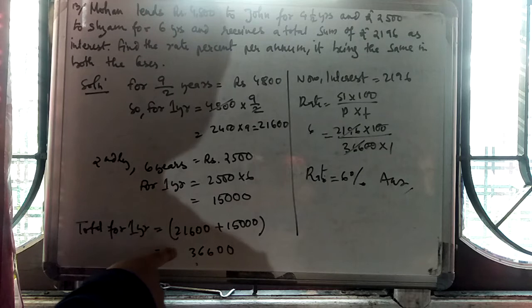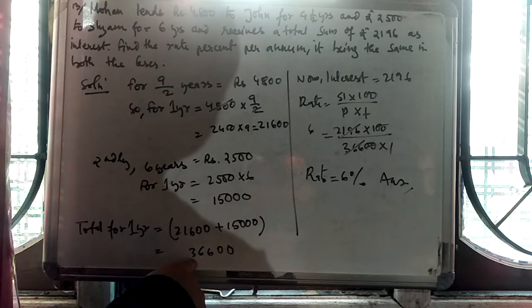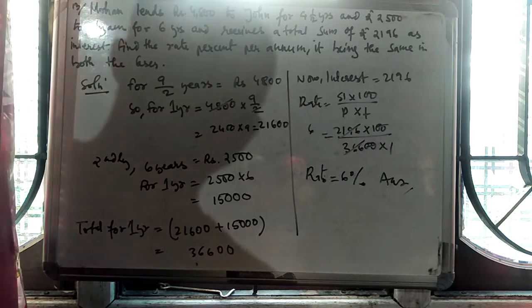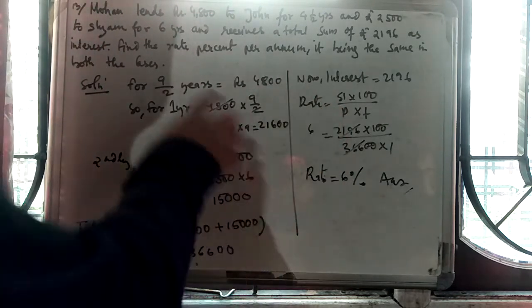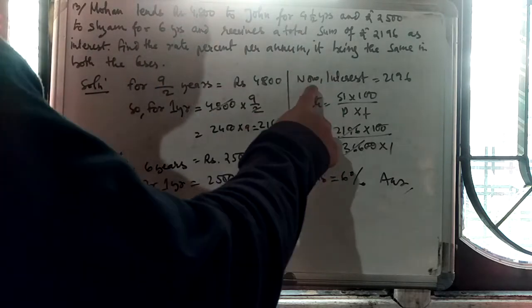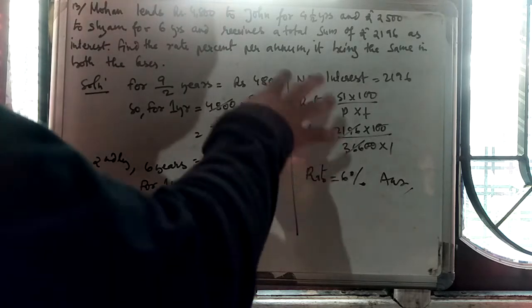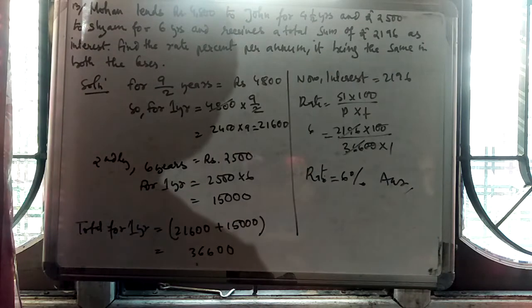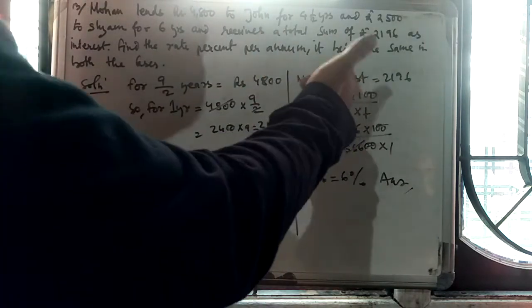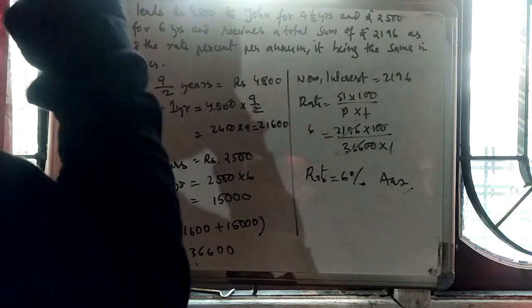Now the total for 1 year is 21,600 plus 15,000. If you add it, it comes to 36,600. This is the total principal for Mohan. Now the interest equals 2,196, the total interest he got over the whole period. Now for the rate, the rate will be the same, as it is said in the question, being the same in both the cases.